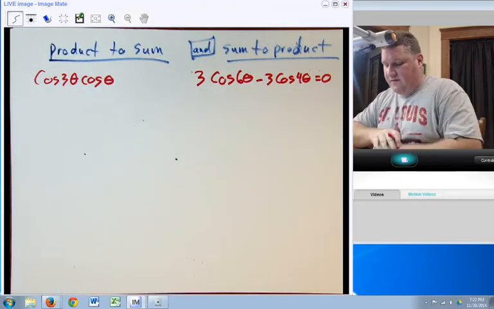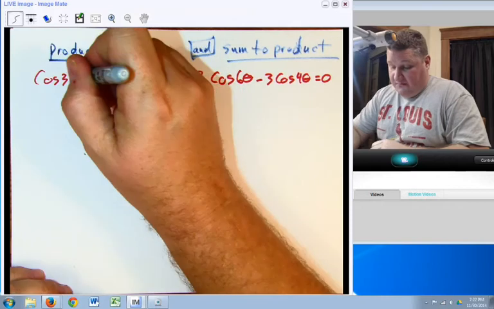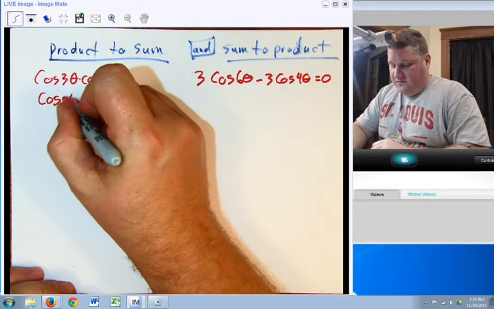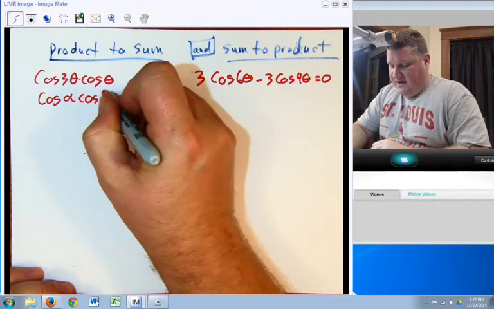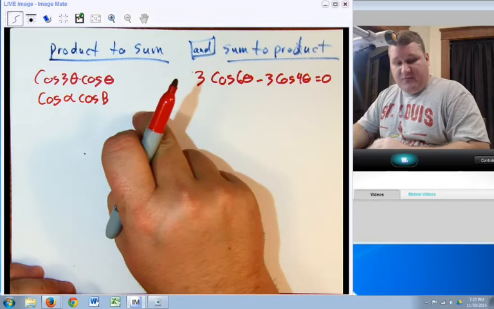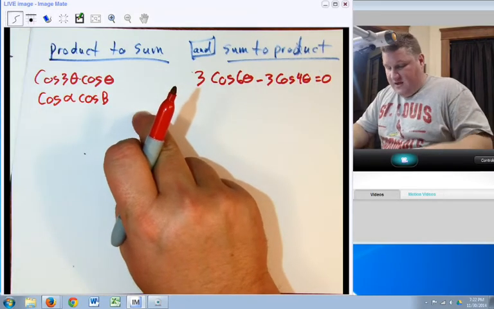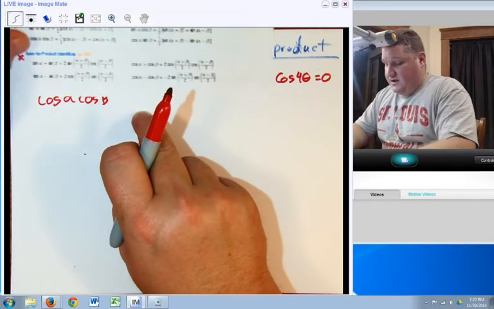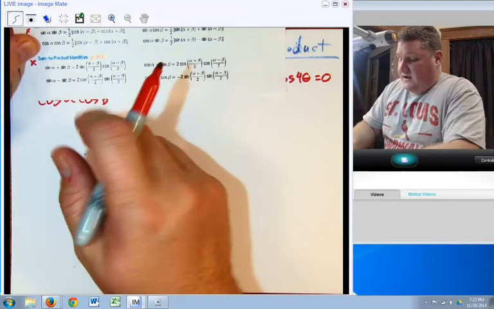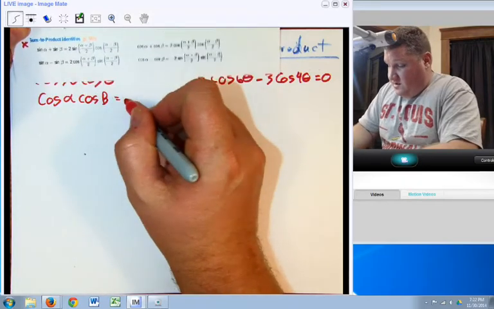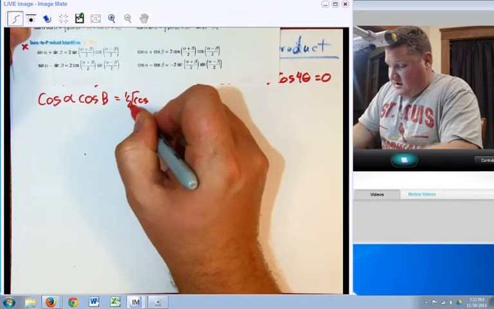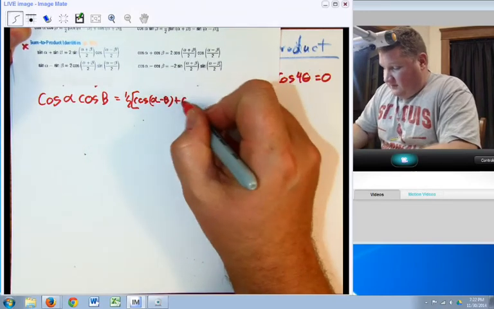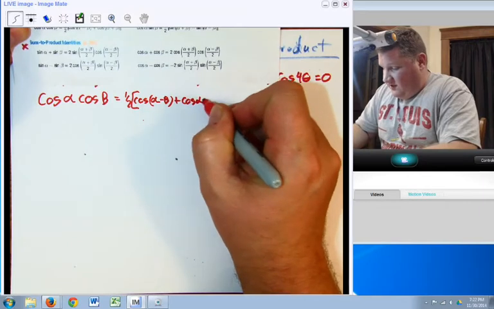So for example, this is a product. I know that because they're multiplied together. So if I have something in the form of cosine alpha times cosine beta, and there's no rest of the property that would make it a sum or difference, that means that I'm going to be using this property right down here. And it's going to be 1/2 cosine of alpha minus beta plus cosine of alpha plus beta.